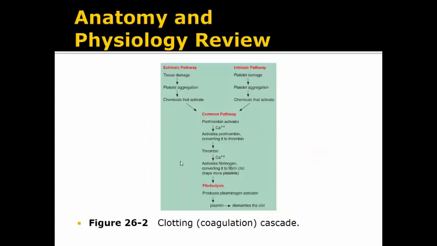And then this plug goes through the coagulation cascade, or the clotting cascade. What happens is you've got the damage, then the platelets start sticking together, and then you've got this chemical pathway where prothrombin is activated and converted to thrombin, and then thrombin is going to act on fibrinogen and convert it into a stable fibrin clot.